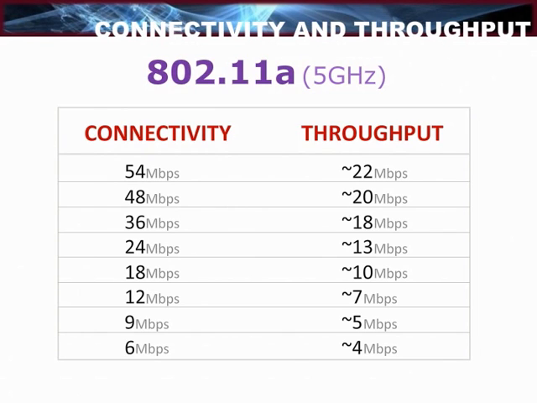To give an example of the difference between connectivity and throughput, here are the values of connectivity for 802.11a and their corresponding approximate throughput values. When considering 802.11n, the values for connectivity and throughput can be much greater.